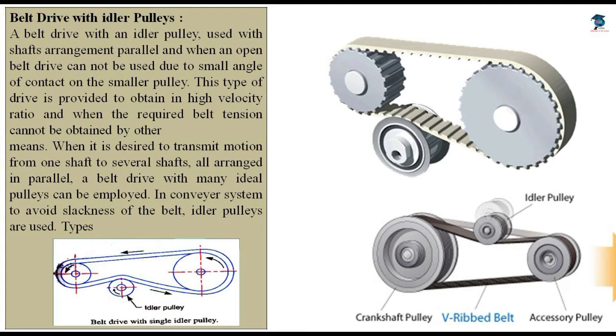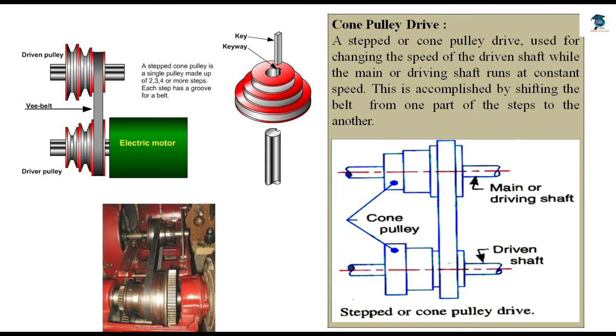Use of an idler pulley increases the tension, thereby decreasing the slipping problems of the belt. Cone pulley drive: a stepped or cone pulley drive is used for changing the speed of the driven shaft while the driving shaft runs at constant speed. 3 to 5 cone pulley steps are used to vary the speed. It is mainly used in machine tools like lathe machine, milling machine, drilling machine, etc.